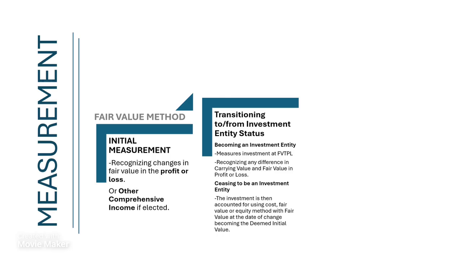Let's discuss the transitioning to or from investment entity status. If you are becoming an investment entity, then you should measure the investment at fair value through profit or loss and move any difference in changes in fair value to the profit or loss statement. And if you are ceasing to be an investment entity, then you can use any of the methods, which are cost, fair value, or equity, but the fair value at the date of change of status will become the deemed initial value.